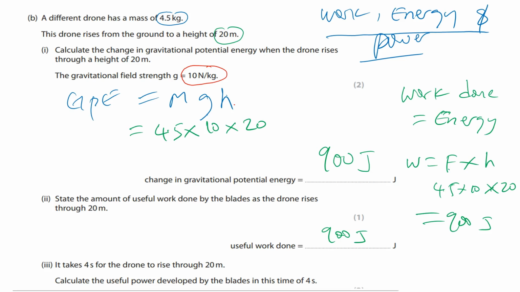So power is equal to work divided by the time taken. And our work is 900 joules and the time is 4 seconds. So we have 900 divided by 4, and that will give us 225 watts. That is the unit of power. 225 watts. I hope that's clear.